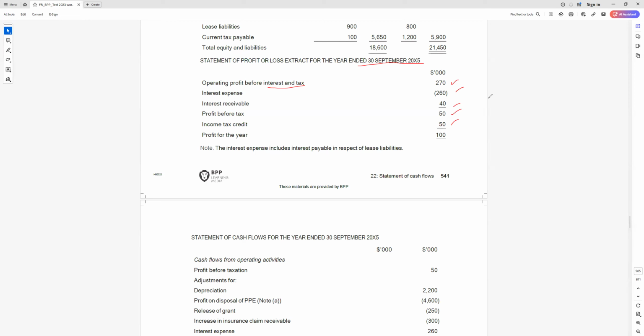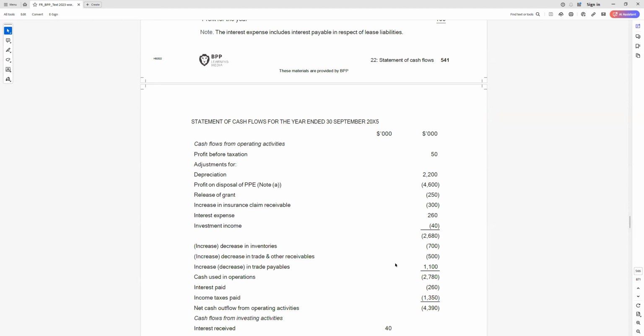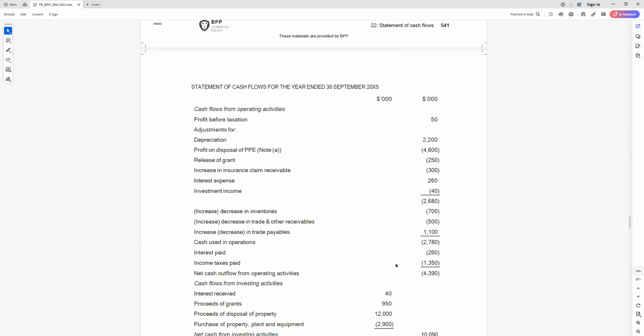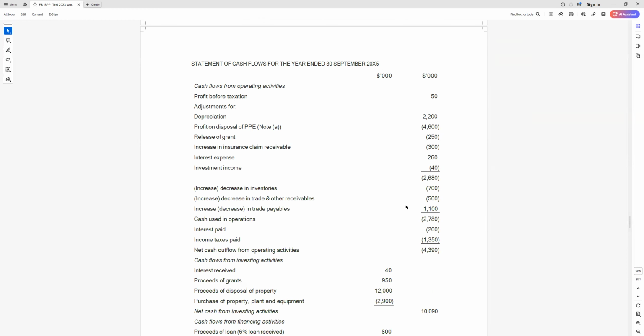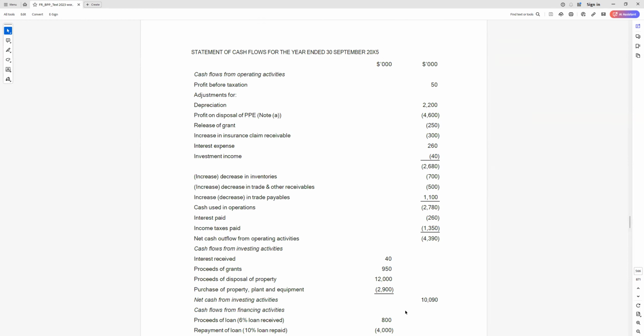All right. Then the statement of cash flow for the year ended 30 September 2015. So let's have a look. So this is the cash flow they prepared, and we start with the profit before tax. That's always, we start with PBT, profit before tax. And so far we know how to prepare the cash flow. So you can see profit before tax 50, then depreciation we add back because it is a non-cash item.